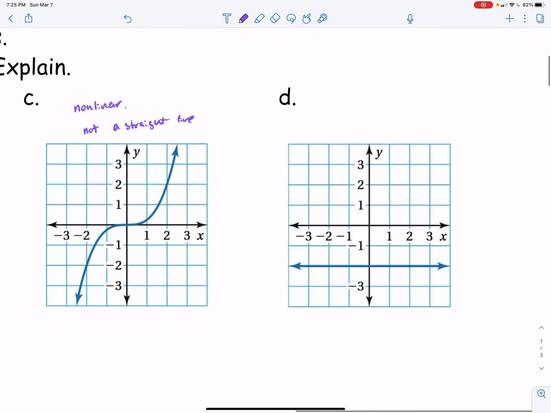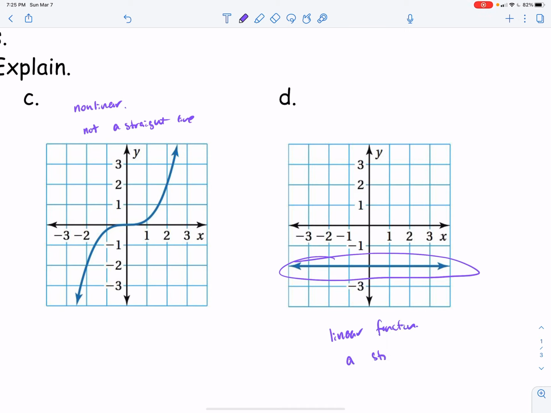But letter D, this is a straight line, right? It's right here. This is a straight line, so it is a linear function. Why? Because it is a straight line.